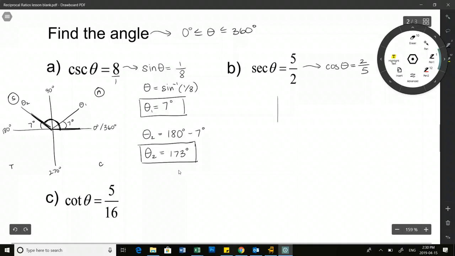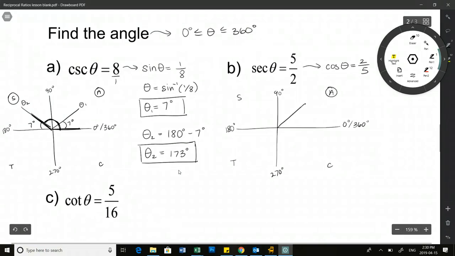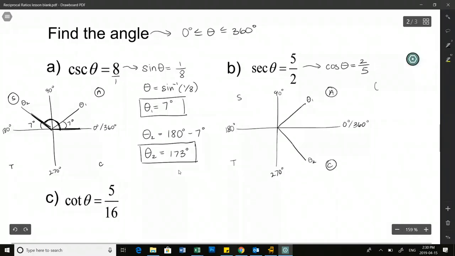Cosine is a positive value, so I'm going to find two angles where cosine is positive. One will fall in the All quadrant because all trig ratios are positive there. Where is the other one going to fall? In the C, in the cosine quadrant. So we'll call this theta 1 and theta 2. We're going to use cos inverse to get our angle by itself. So cos inverse of 2 over 5.